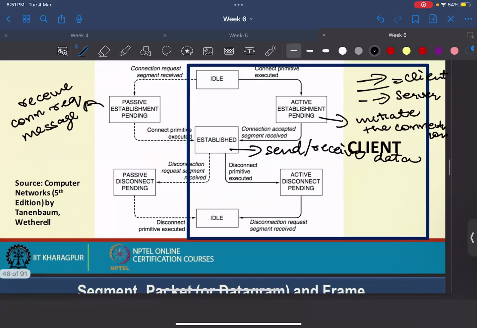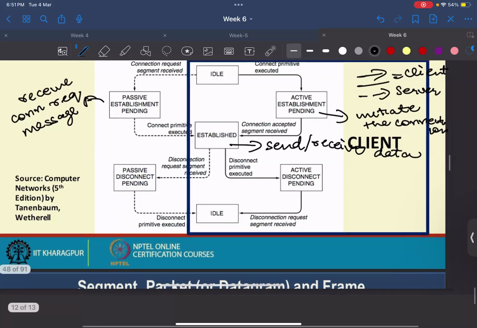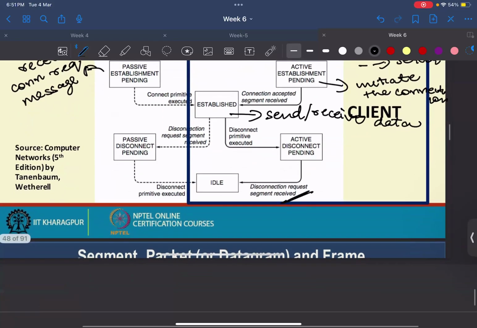Now, in the same way here also, a disconnect request is sent, and once the request is received, they go again to the idle state. Any doubt? Is it fine? Yes, ma'am, it is clear.